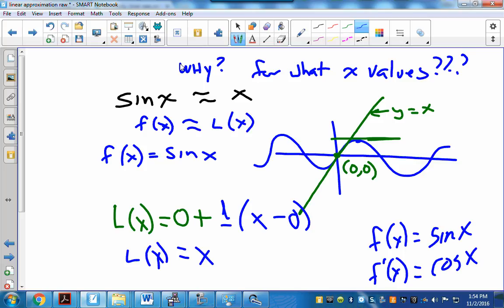Now again, for which x values is this good? Well, it's exactly right for 0. You don't have to say the sine of 0 is 0. So what type of x values is it good for? Numbers close to 0 is the answer that makes sense. It doesn't have to be numbers less than 1, but numbers close to 0 makes sense. Okay, so this is good for x values near 0. It makes sense. That's a standard approximation.